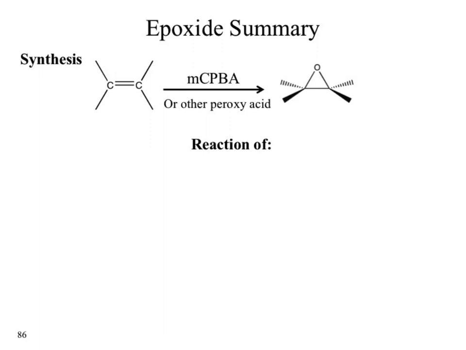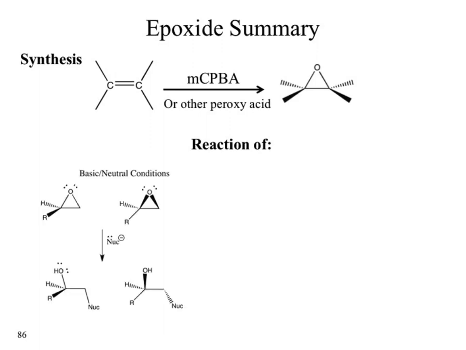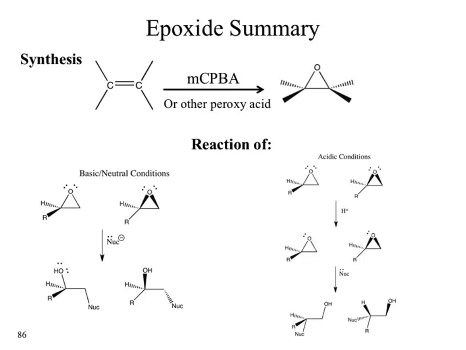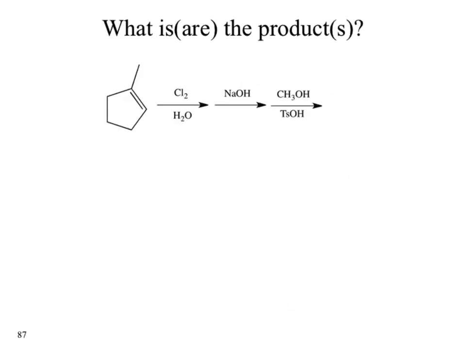Our epoxide summary: MCPBA or other peroxy acids tend to be the big one. Okay? Or you could go through the halohydrin intermediate. Your reactions of the basic or neutral conditions, you get those products. Your acidic conditions, you get those. So it's just a summary slide, okay, of the previous ones.